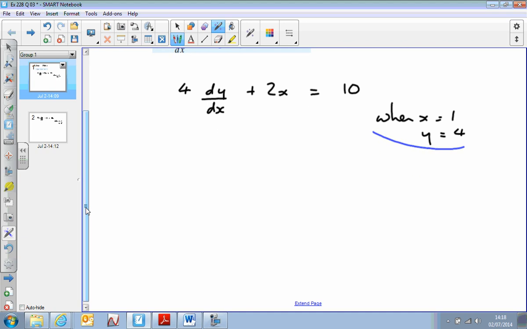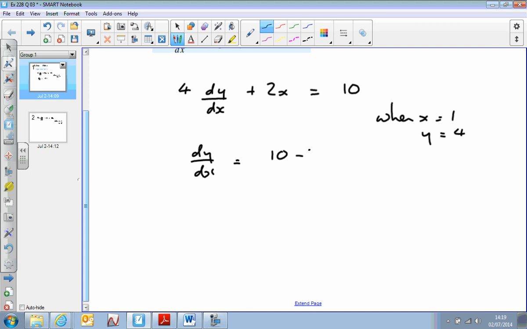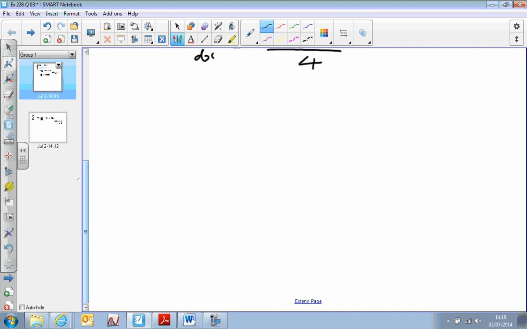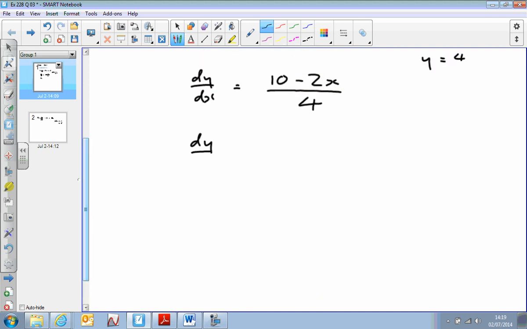So I'm going to take the 2x over to the right hand side and divide by 4, so I get dy by dx equals 10 minus 2x, all over 4. But again, it's well worth dividing each term separately by 4, so I get dy by dx equals 10 over 4, which is 2.5, minus 0.5x. So now I'm going to integrate both sides.